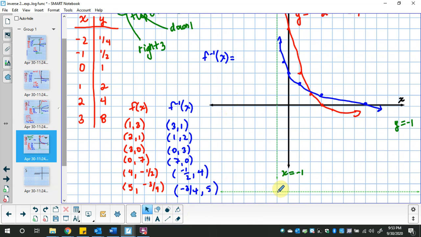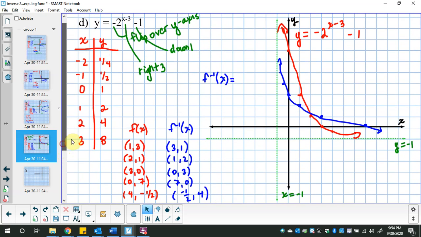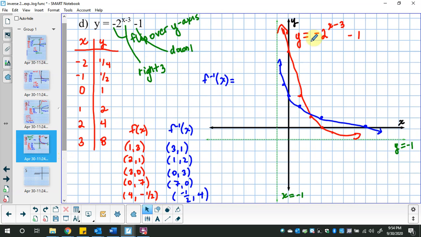Before I forget, this guy is supposed to be sitting there. All right, let's find this equation. Not worth it. I thought I could just steal it. y equals -2 to the exponent x minus 3, minus 1.